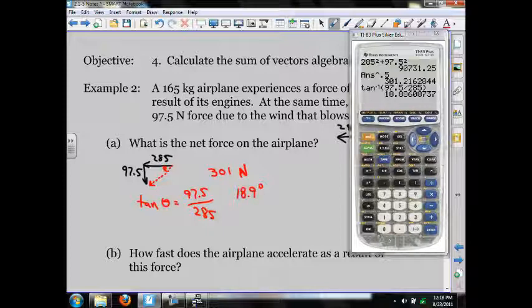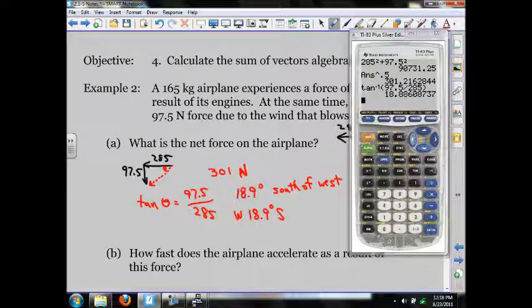There are several ways to state it. Usually, notice we started west and we went south by 19 degrees. So I would say south of west. You might see it written as west and then 18.9 degrees south. It'll be the same thing. Start west and go 18.9 degrees south.